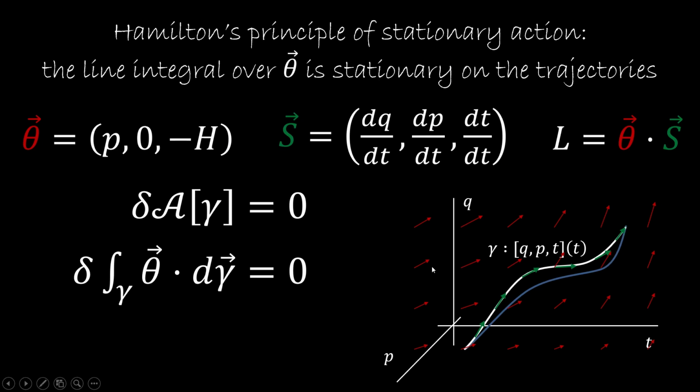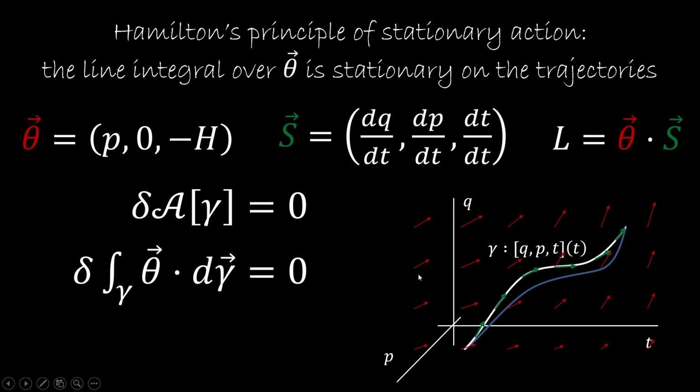So to recap, we have a vector field theta. We have a vector field S, which is the displacement. It tells us where the states are moving. The Lagrangian is a scalar product of those two. And the action is the line integral of theta along our trajectories. And Hamilton's principle of stationary action tells us that the line integral of theta along the trajectory is stationary. If we make a small change here, the line integral of theta is not going to change.